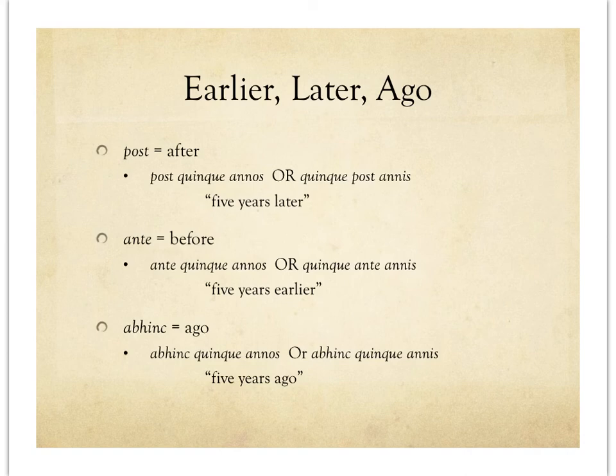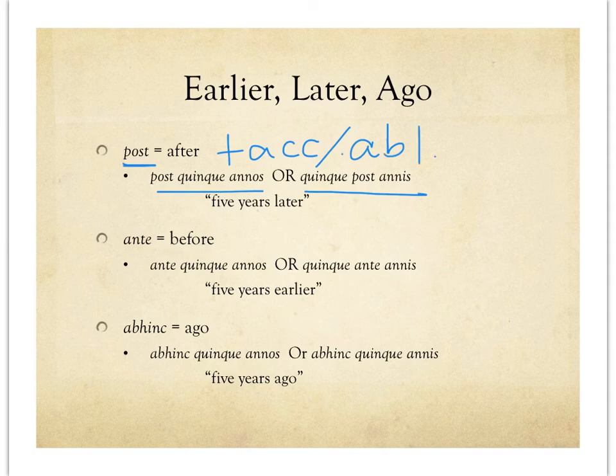In this chapter, we also learned some words to help us express other kinds of relationships to time. Concepts like earlier, later, and ago. Some of these words may be familiar to you. We've sort of seen them already, but maybe not thought about them exactly in this way as time words. So, of course, the preposition post means after, and post takes the accusative. And so you can see here, post quinque annos or quinque post annis means 5 years later. So it can take either the accusative or the ablative, depending. There's really no difference, but in either case, we're going to translate it as, maybe less commonly, after 5 years, 5 years later. But you can see that that's really what it would mean.